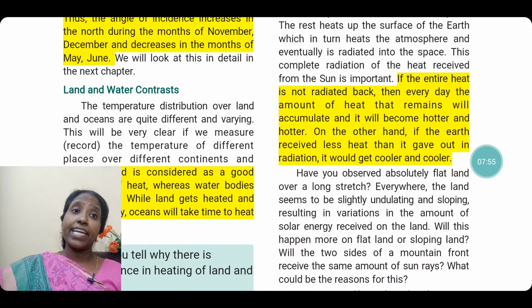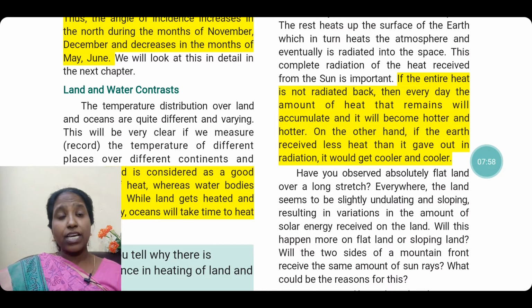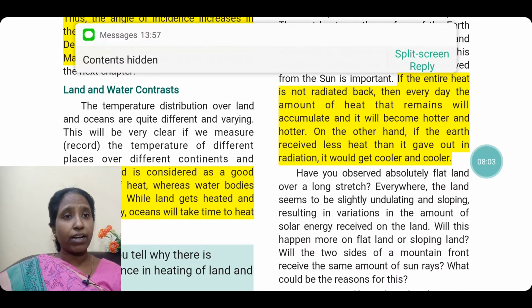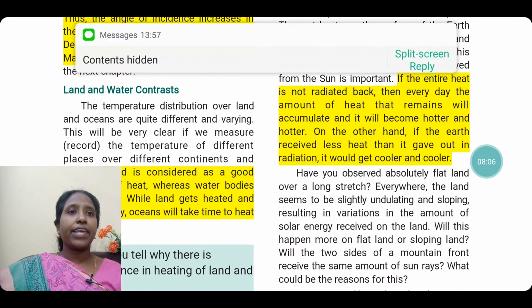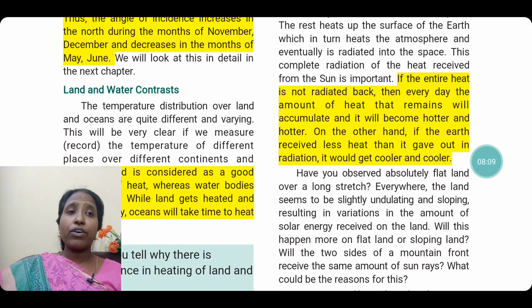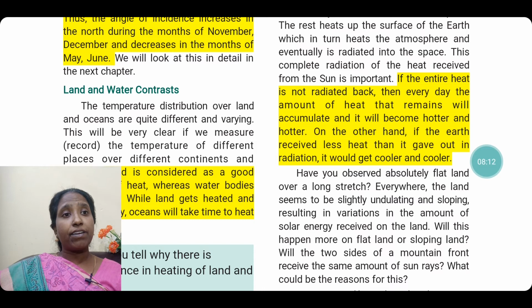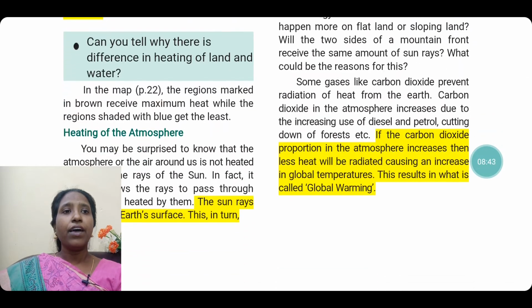Then, whatever heat is coming from the sun, the whole heat should be radiated back to space. If it is not radiated back, then every day the amount of heat that remains will accumulate and it will become hotter and hotter. If the amount of heat which comes from the sun is not given back to space, the earth's temperature gets hotter and hotter. On the other hand, if the earth received less heat than it gave out in radiation, it would get cooler and cooler.